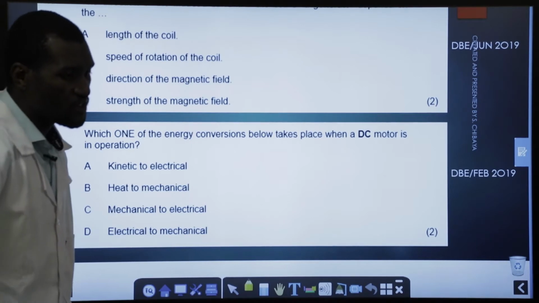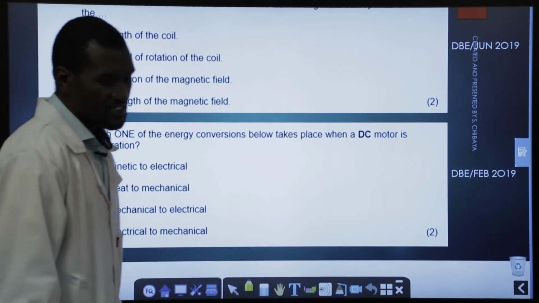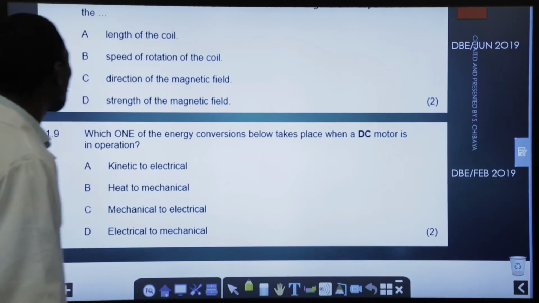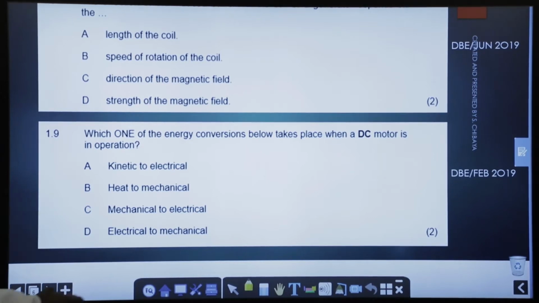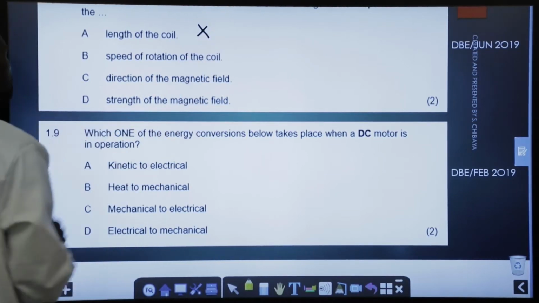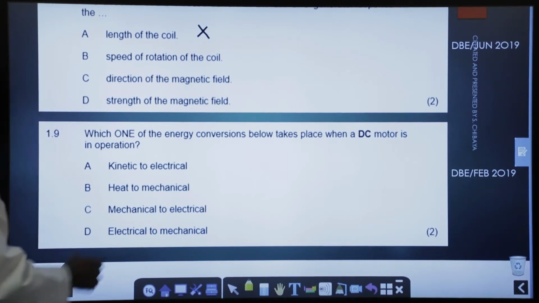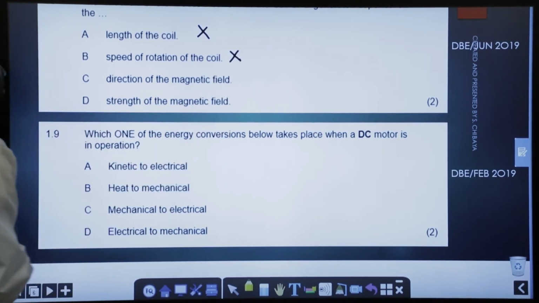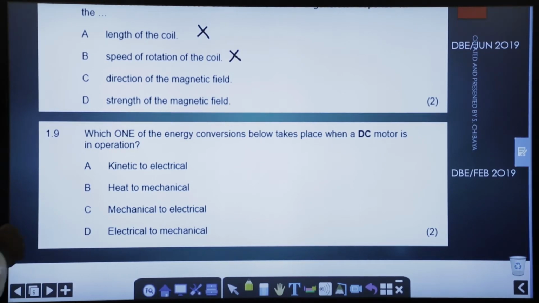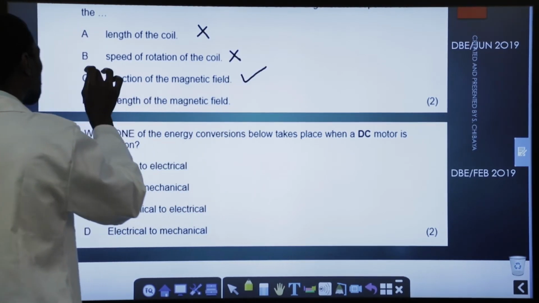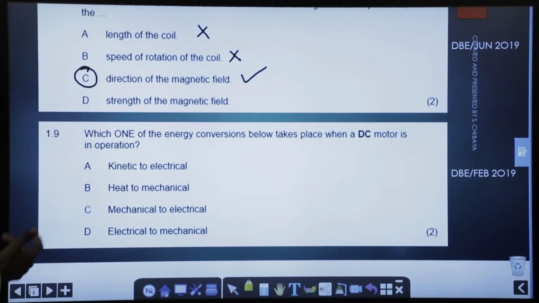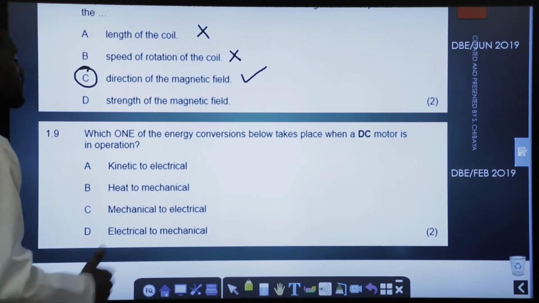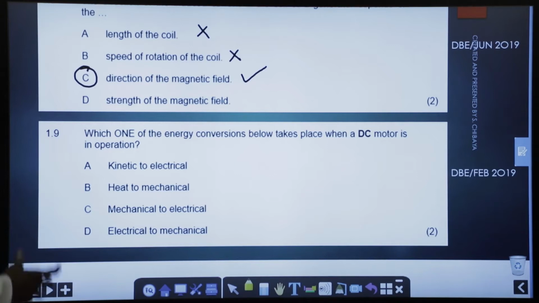It says the direction of induced current in the coil of a generator depends on, the direction of induced current on a generator depends on length of coil. No, it doesn't depend on that. Speed of rotation of the coil. No, it doesn't depend on that. Direction of magnetic field. Yes, it is the direction of the magnetic field that it depends on. We start talking about the right hand rule. The right-hand rule gives us an idea of the direction. I'll expand on the right-hand rule just a little bit later on.